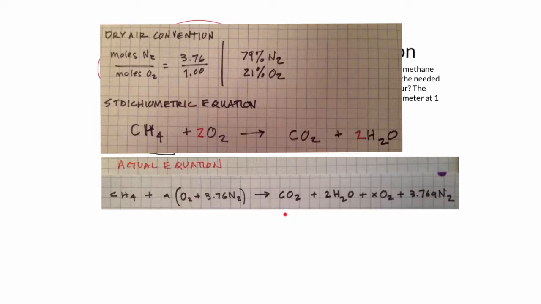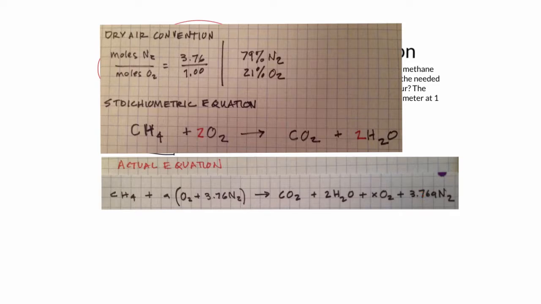And then my product is CO2, 2H2O, then this excess oxygen that's left over, and then the original amount of nitrogen. Remember, nitrogen is a tie component, so this A times 3.76 is going to end up all here in the effluent because nothing happens to the nitrogen.